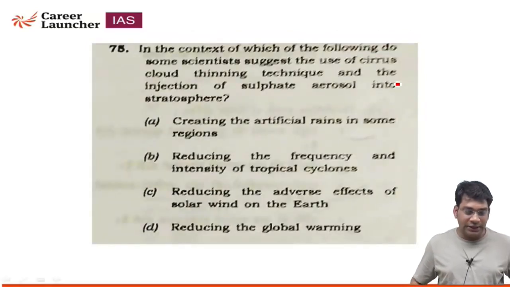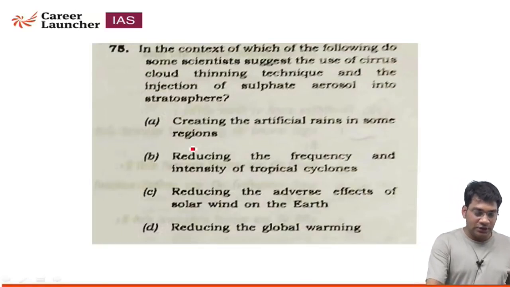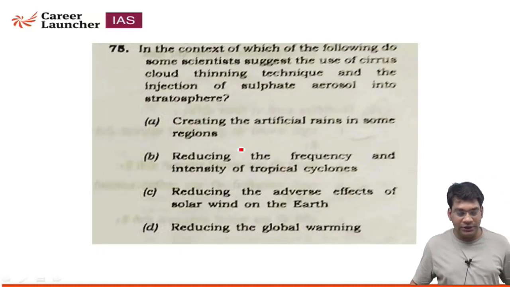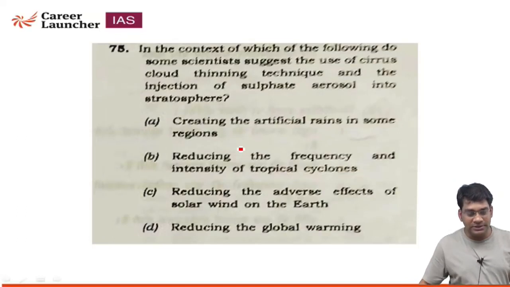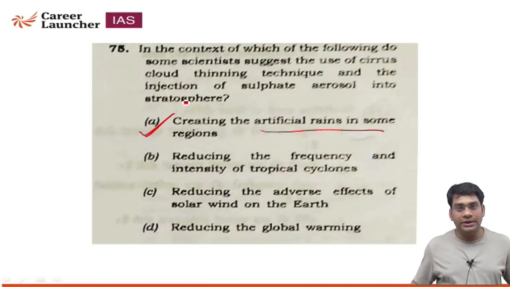75. In the context of which of the following do some scientists suggest the use of cirrus cloud thinning technique and the injection of sulfate aerosols into the stratosphere? So basically what is the mechanism behind the introduction of sulfate aerosols into the stratosphere? It acts as hygroscopic nuclei, okay, and this will help in the formation of clouds that will yield precipitation. So the basic idea is creating artificial rain in some region. So statement A is correct.